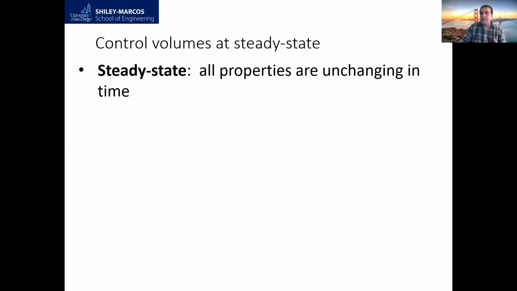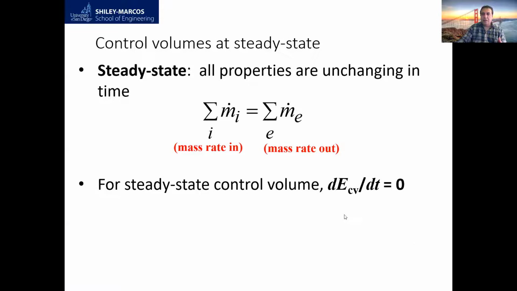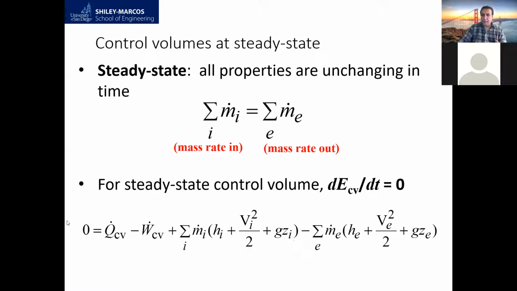So steady state, again: control volume and steady state, all properties are unchanging with time, okay? That's a steady state. And we have the mass rate in, mass rate out, and for this steady state control volume, the left-hand side of that energy balance is going to be 0.